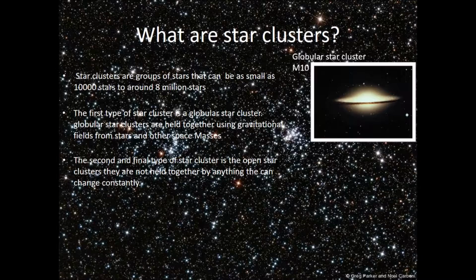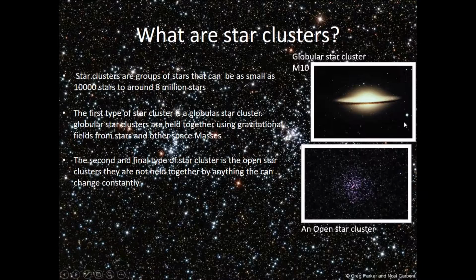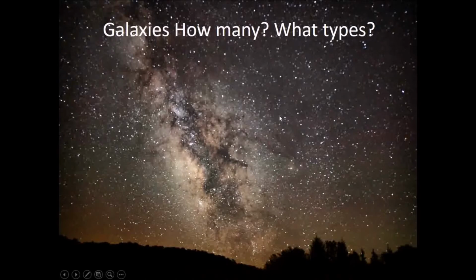The second and final type of star cluster that I'm going to talk about are open star clusters. They are not held together using anything. They change around, shift, and pretty much get flung around by stray asteroids and a whole bunch of stuff like that we were talking about in class. That is an example of an open star cluster.